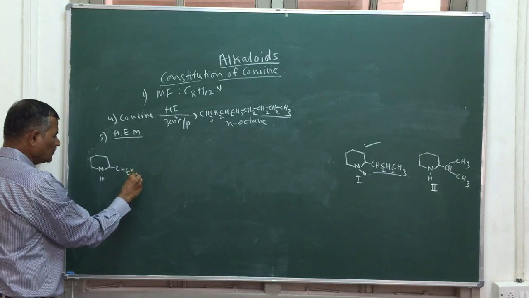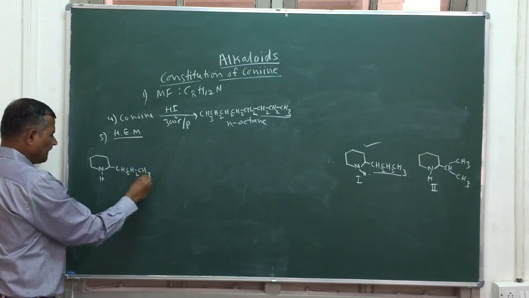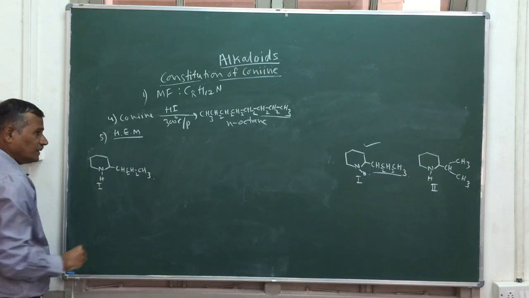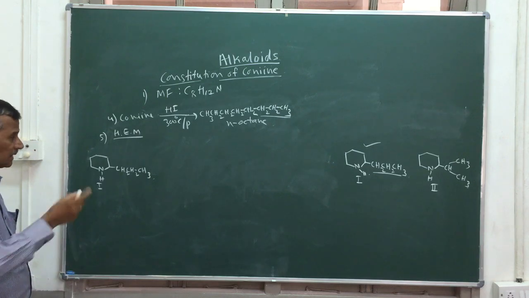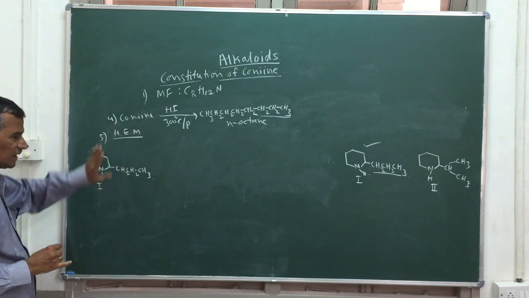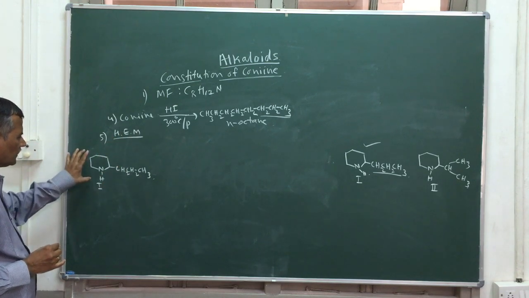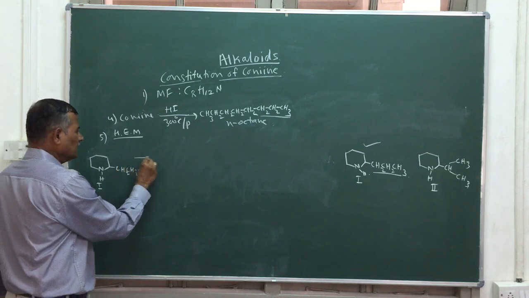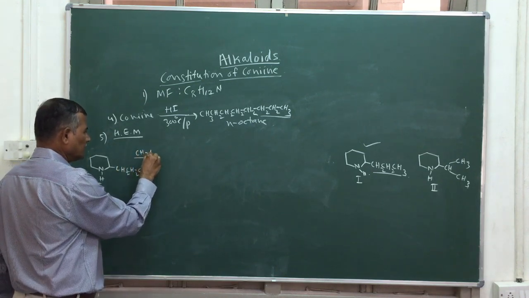CH2, CH2, and it's the SES3. This is structure 1 which we have confirmed, and further we are going to confirm it by this reaction. Then you take this and treat it with methyl iodide first. We will go step by step.